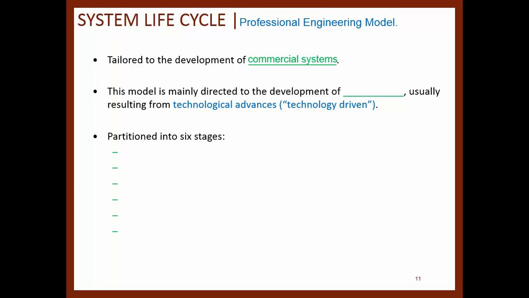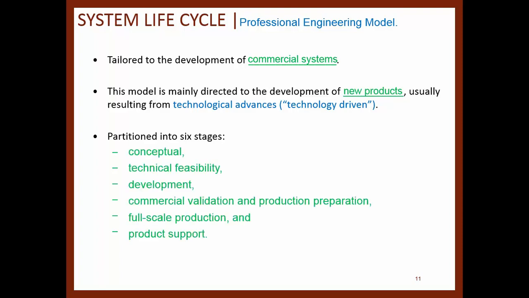And then we have the professional engineer model. This is tailored to the development of commercial systems. This model is mainly directed to the development of new products, usually resulting from technological advances. So these are products that are technology driven. This is also partitioned into 6 stages, which are the following.